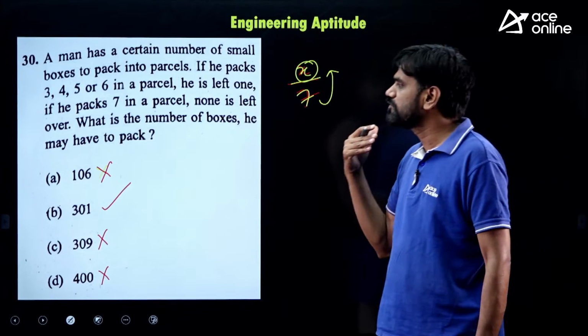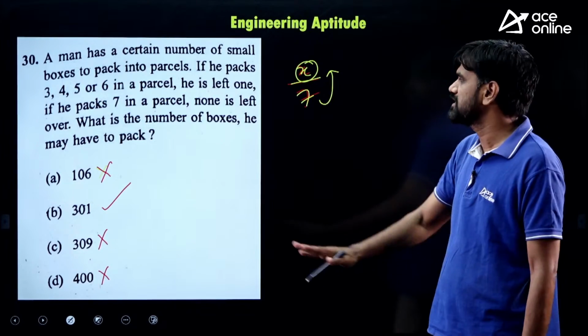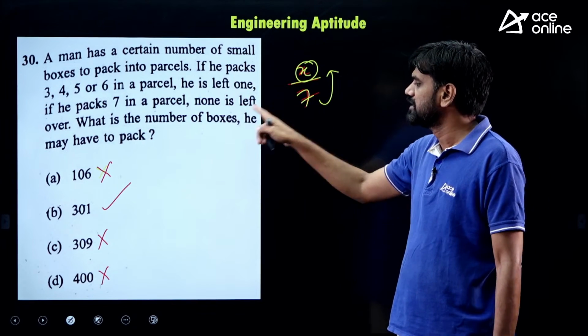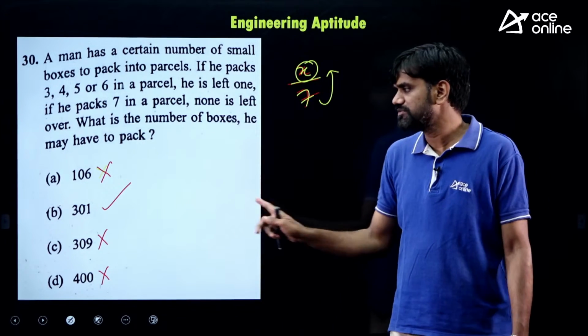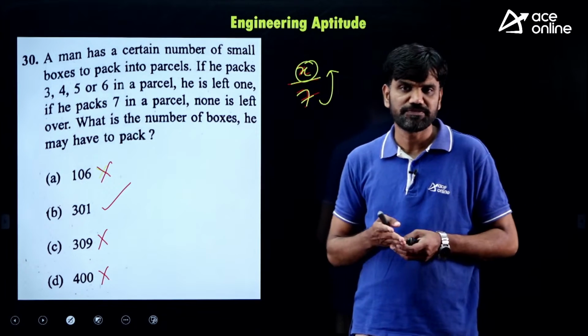You don't even need to go for solving here. You can blindly say the answer should be something which is divisible by 7. There is only one option which is divisible by 7. Choose that as your answer.